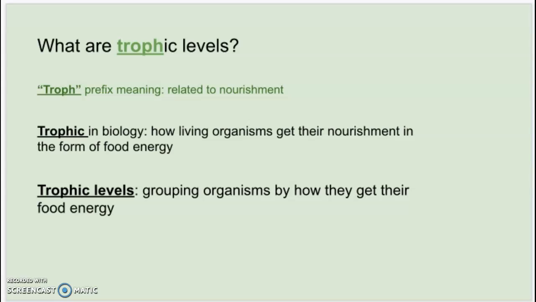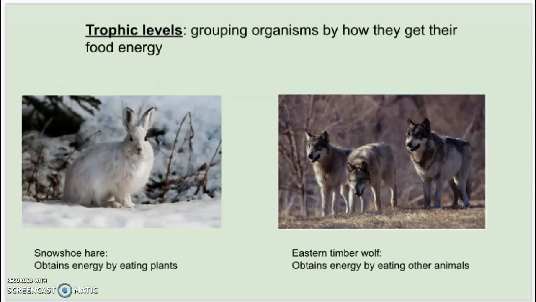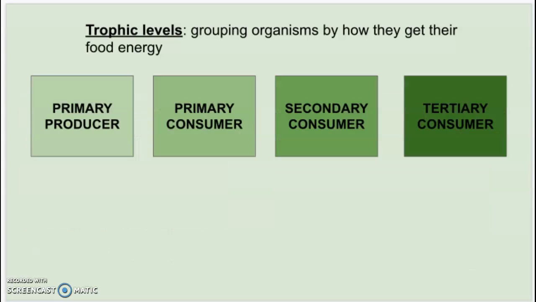So trophic levels are a way of grouping organisms into different levels based on how they get their food energy. So for example, some animals like the snowshoe hare obtain energy by eating plants. Other animals like the eastern timber wolf obtain energy by eating other animals. Based on these different ways of obtaining food or energy, we can divide organisms into distinct categories or trophic levels called primary producers, primary consumers, secondary consumers, and tertiary consumers.